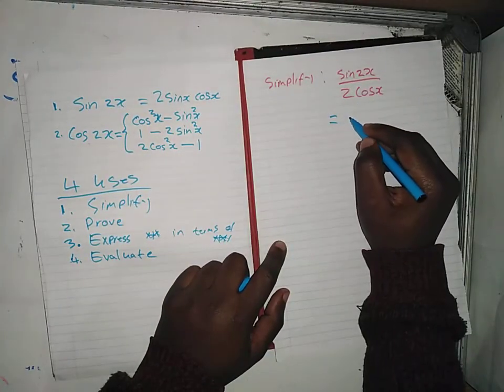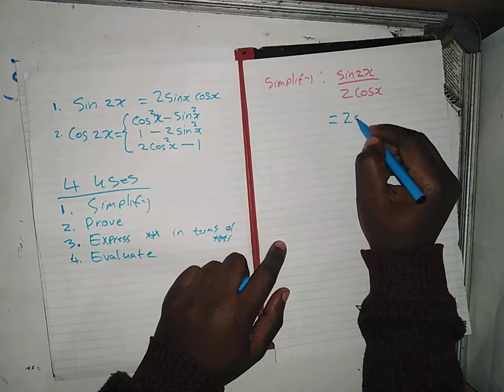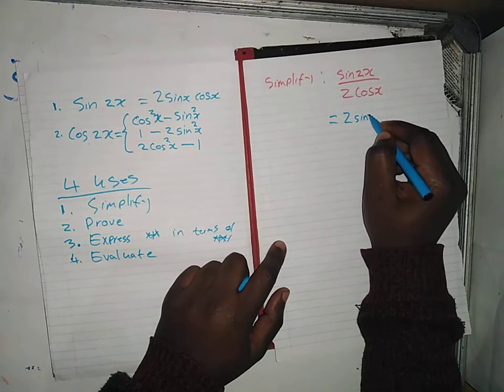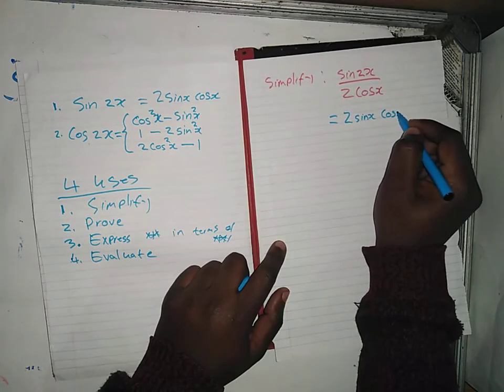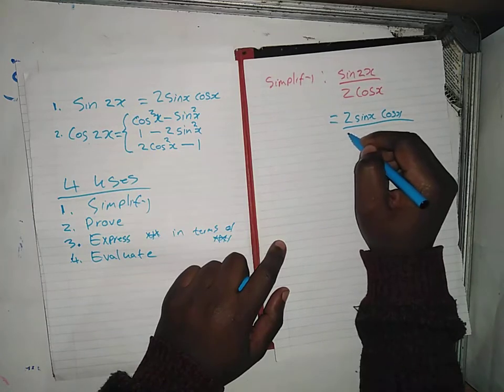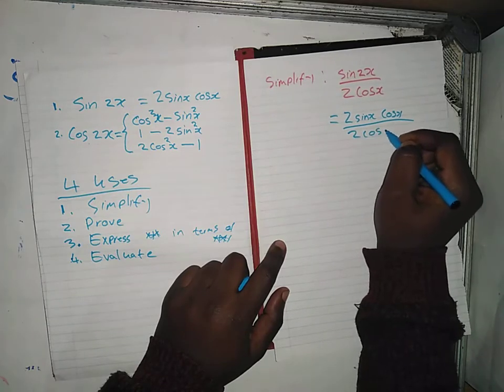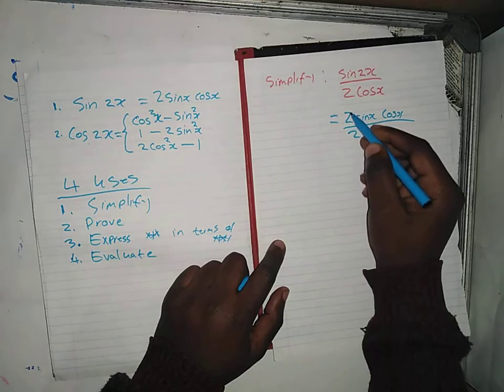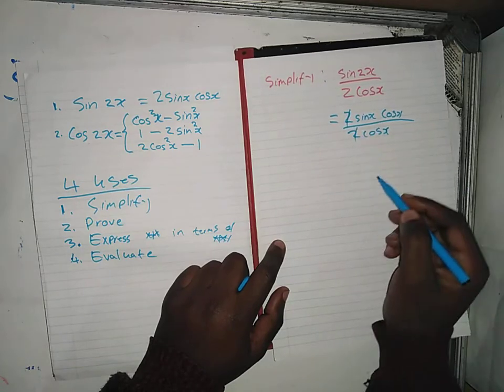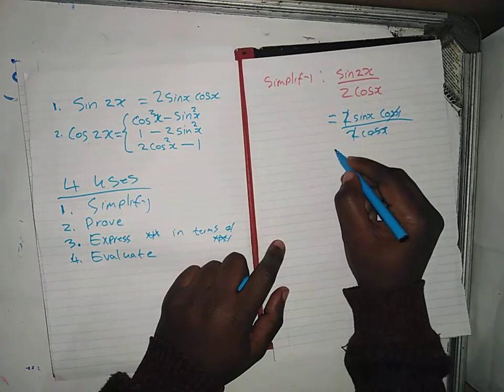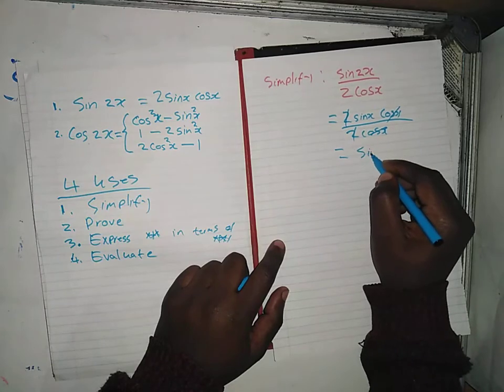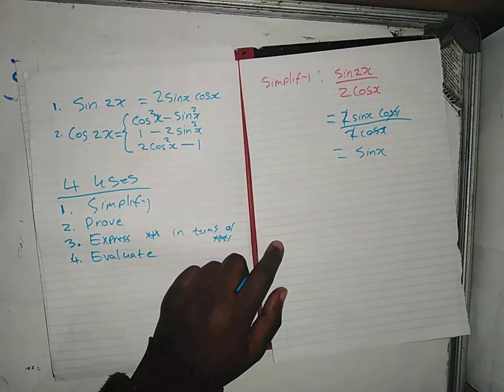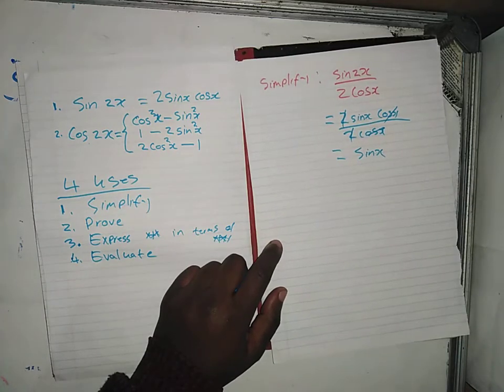So how to do it? You say 2 sine x cos x, and then divided by this 2 cos x that was here, and then you can see what happens. You cancel this one, and this one cancels this one, and then you remain with what? You remain with sine x. Done, ladies and gentlemen.